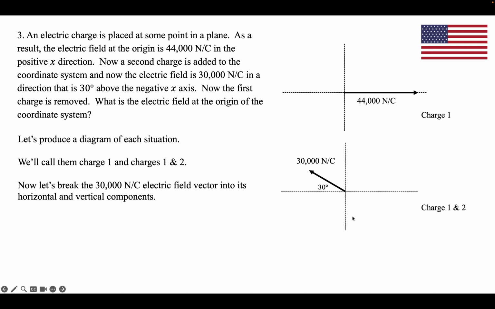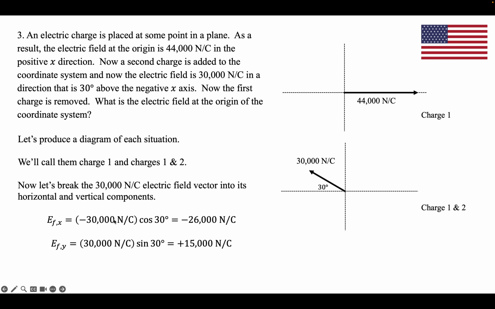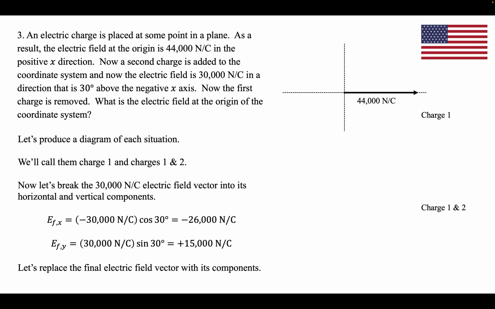Now we're going to break the 30,000 newtons per coulomb into x and y components. In the x direction, it's negative. We want cosine 30. We want the adjacent side. It's about 26,000 in the negative direction. In the y direction, it's positive 30,000 sine 30. That's 15,000 up. We're going to replace these with the components. Get rid of that. Use that. 26,000 that way, 15,000 up.